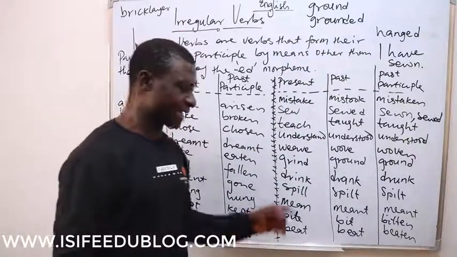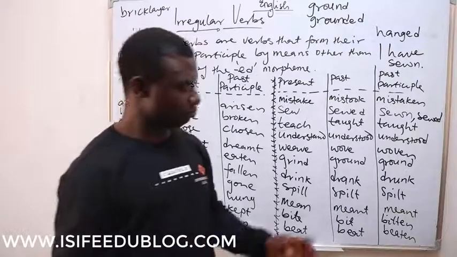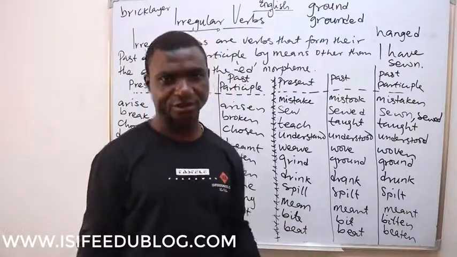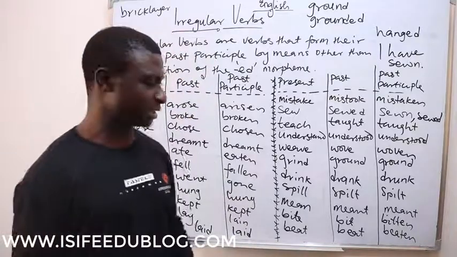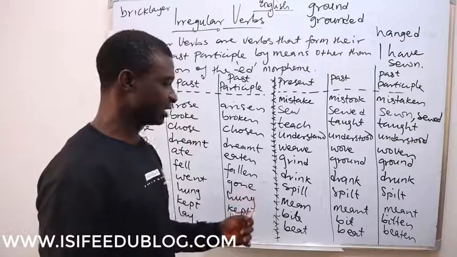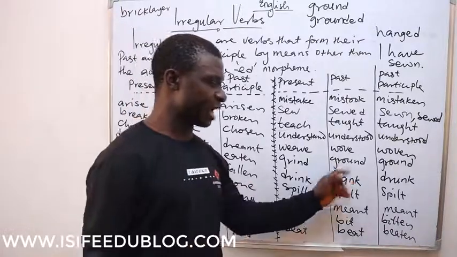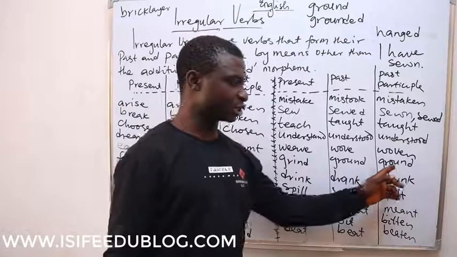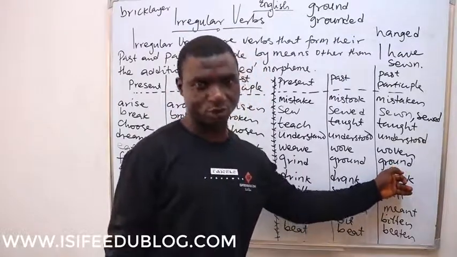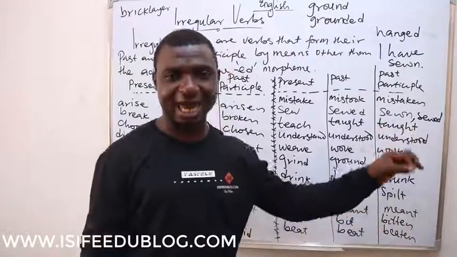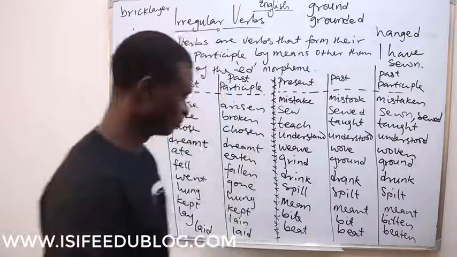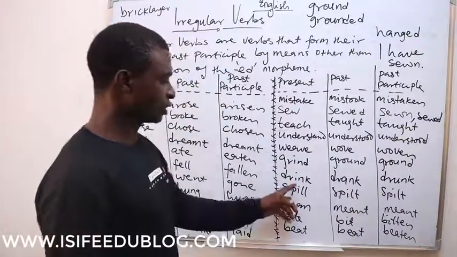But the verb grind, to make a solid substance into powder or paste. Please, the word is grind. The past tense is ground. The past participle is ground. It is the past participle form that should be used as an adjective. So go to the market and demand ground pepper. Ground pepper, not grinded.